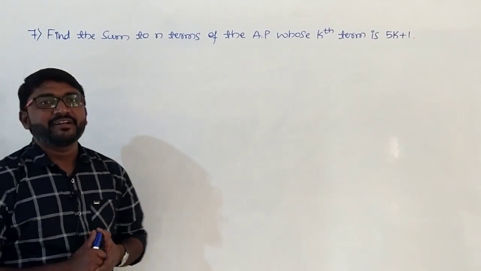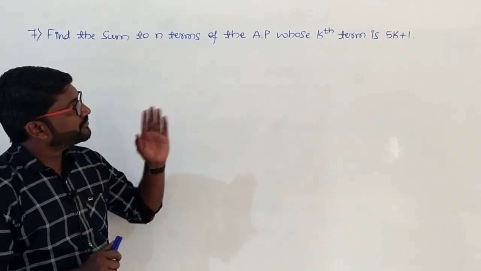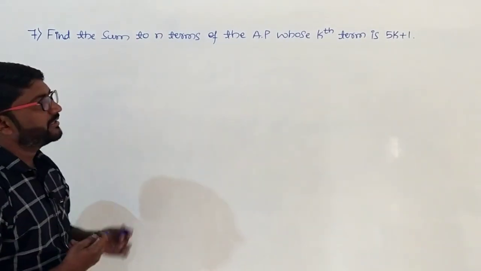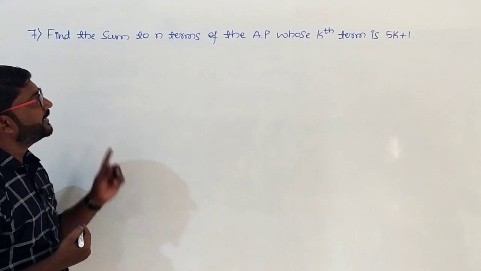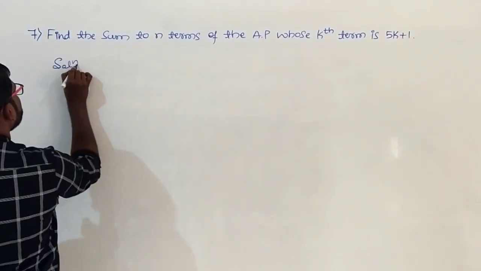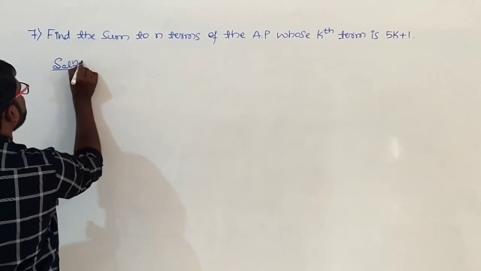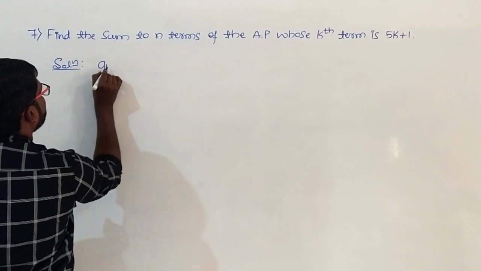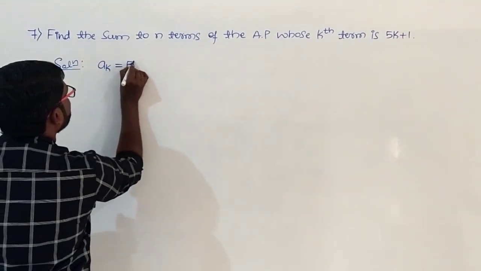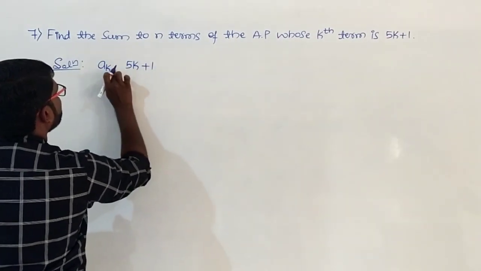Well, the next question, it is seventh one. Find the sum to n terms of the AP whose kth term is 5k plus 1. So they have given AK equal to 5k plus 1 and we will have to find Sn. We'll write the given information. It is AK which is equals to 5k plus 1.